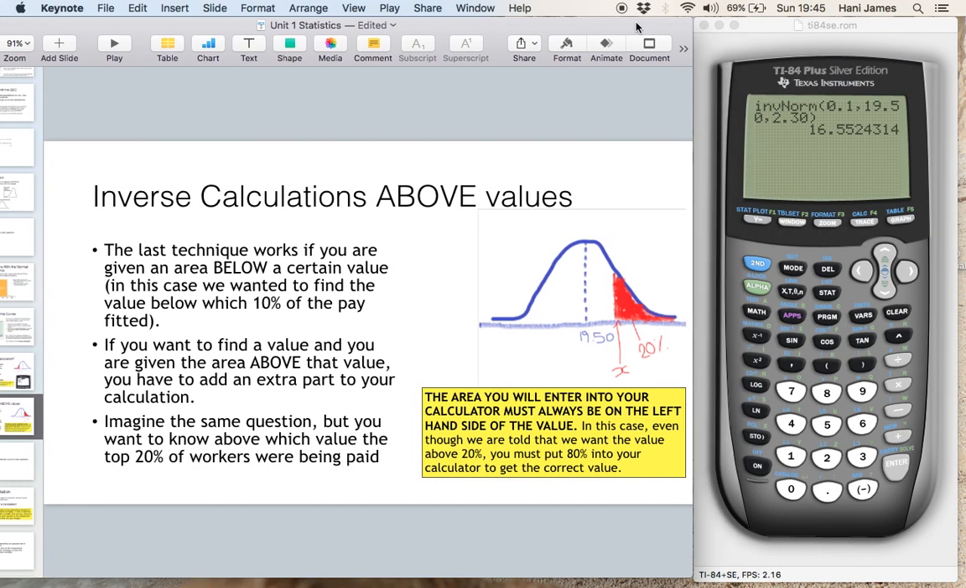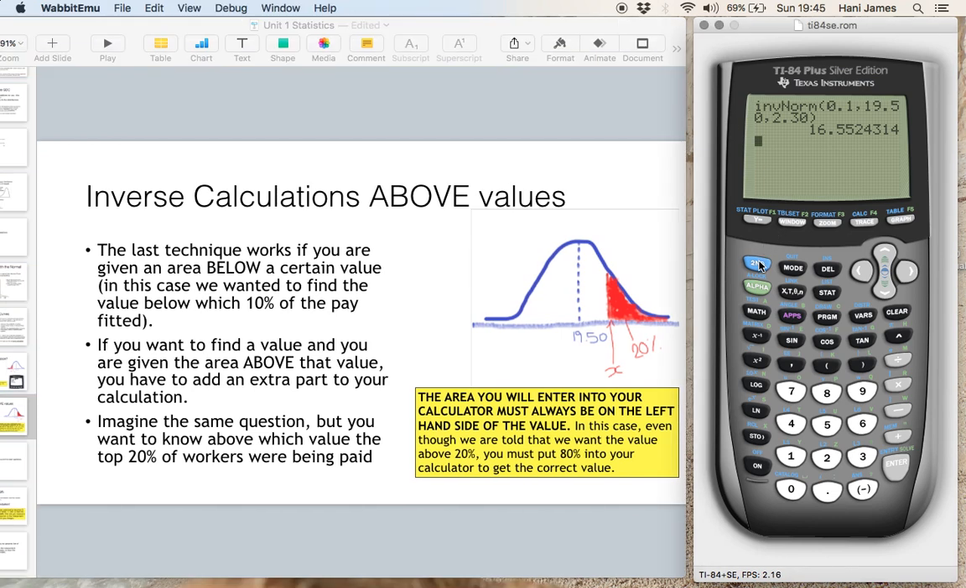So let's have a look at what that will look like then. Here we go. So I'm going to go back to my second, back to vars, open up my inverse normal, enter. Okay, so this time the area underneath the graph is 0.8. Remember your decimals. Put in a comma. I need to put in my mean, 1950, and then a comma, and then my standard deviation, which was 230. Okay, and close up the brackets.